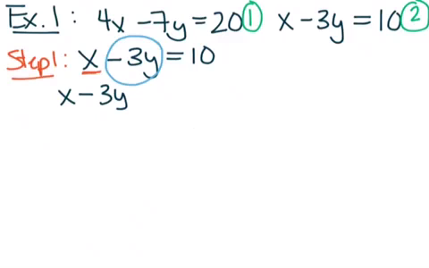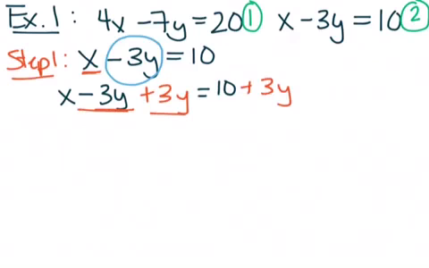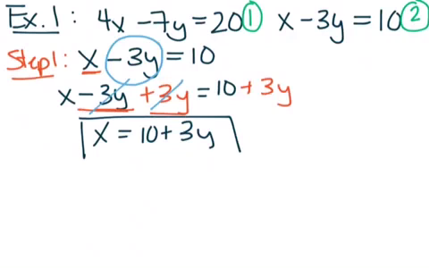How do we get rid of a minus 3y? Well, we're just going to do the opposite of that, which is adding 3y equals 10. Whatever I do on the left, go do on the right. So plus 3y. And then we are left with, on the left-hand side, we can cross out minus 3y plus 3y, and we're left with x equals 10 plus 3y. And there we go. So step number 1 is done.